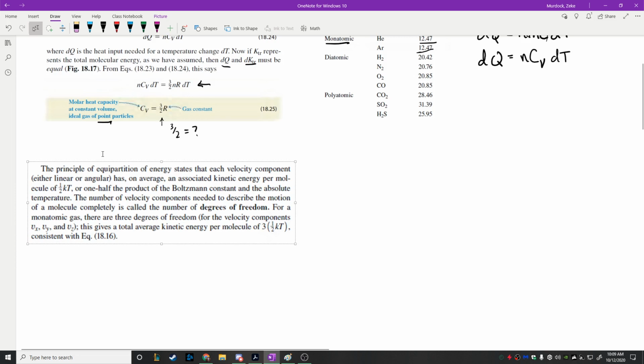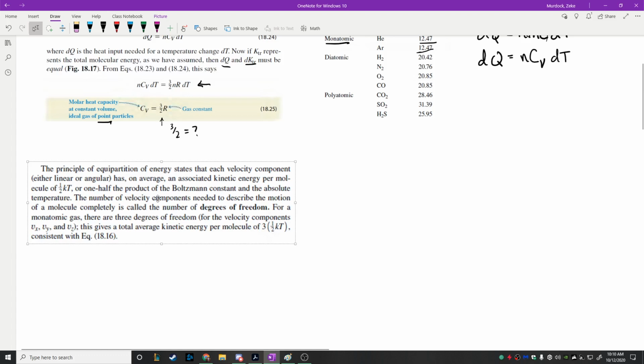It gets used to describe stellar physics, like how stars work. We use it to describe how gases work. It's a theory that's really good when you have a large number of molecules or particles that are all moving randomly, and you want to understand something about their properties. It states that each velocity component, either linear or angular, has on average an associated kinetic energy per molecule of 1/2 kT, or 1/2 the product of the Boltzmann constant and the absolute temperature.